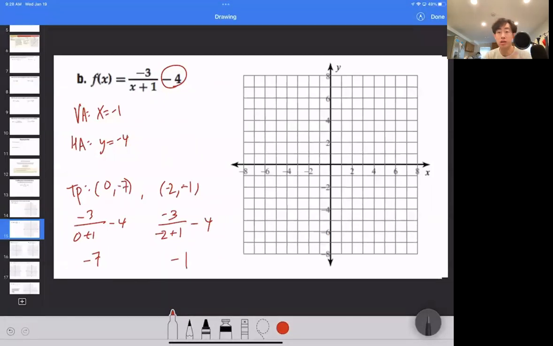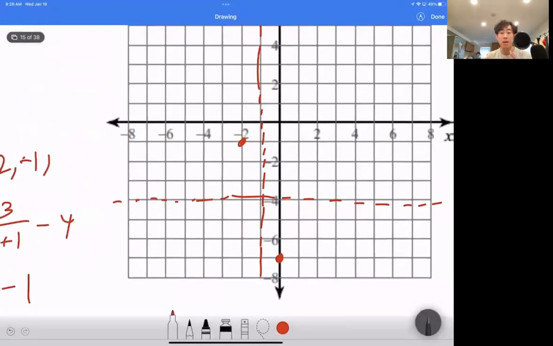All right, so I have all the things I need. Let's go to our graph and establish the framework first. So x equals -1, that's where my vertical asymptote would be. A horizontal asymptote would be at -4. So now I'm going to plot the coordinates 0, -7, which is right here, and -2, -1, which is up here. Now, the boomerang now happens in this direction, right? So I have a boomerang down here and I have a boomerang up there. This is what the sketch is going to look like.